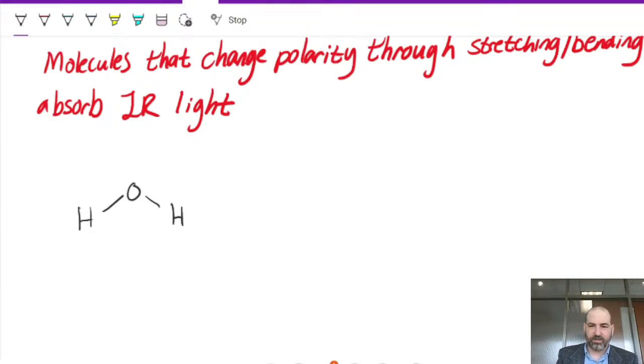Water, the positive sides are more toward the hydrogen, and negative is to the oxygen. So water is actually always polar. If we cut through the middle here, we always have a negative side up here and a positive side down there. But if you can imagine this molecule bends or stretches in different ways, either symmetrically or asymmetrically, that's going to mess with its polarity. That's going to change its polarity. And so that allows water to absorb infrared light as well.